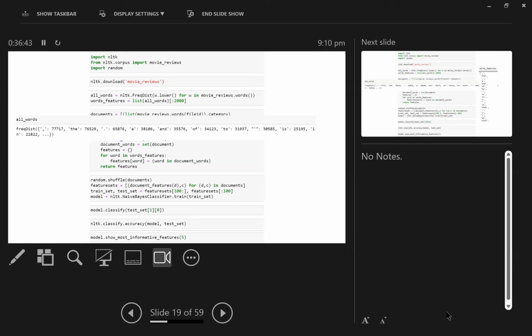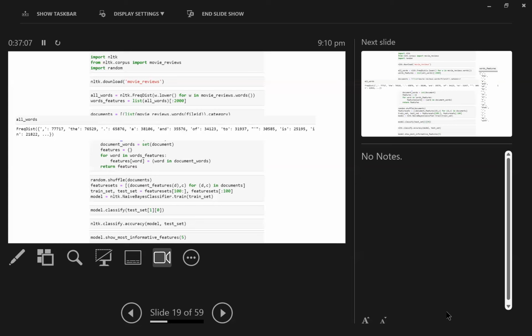Okay, so now based on this, our document will be checked against this list to find out if the document has a comma, then the corresponding feature will be true. If it has the third word, the corresponding feature will be true. Okay, so this is what I'm going to do.